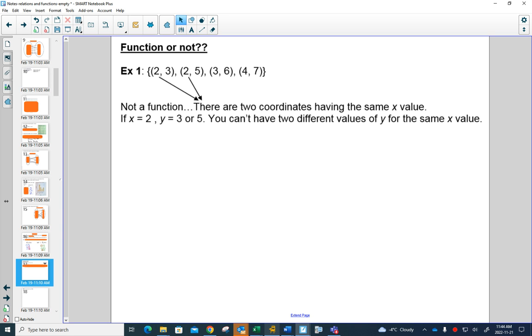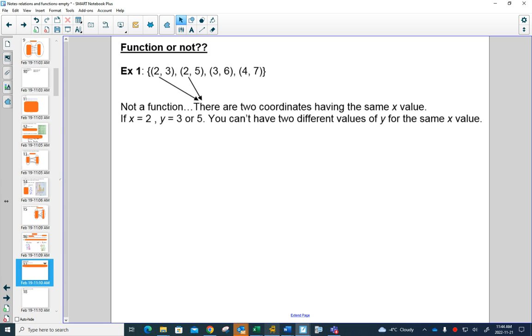So, what you're looking for with ordered pairs or table values: does the same x value happen more than once? And if that happens, does it have a different y value? They could list 2, 3 twice, and it would still be a function. It's just repetitive that they've done the same thing twice. It would still be a function if the second one was also 2, 3.